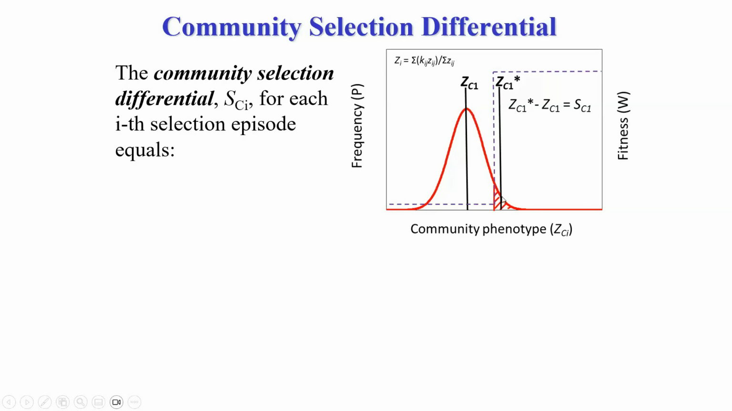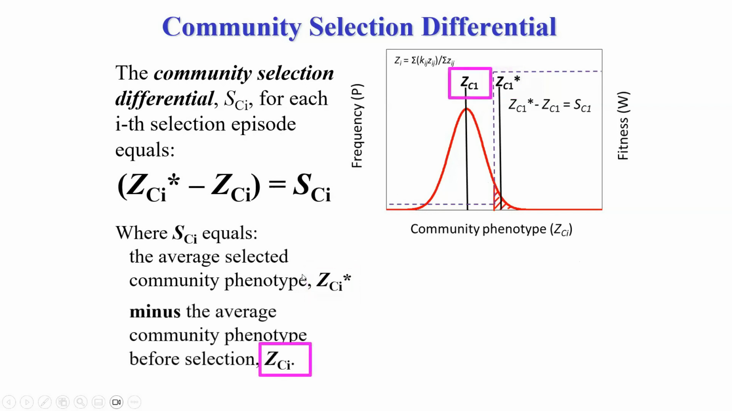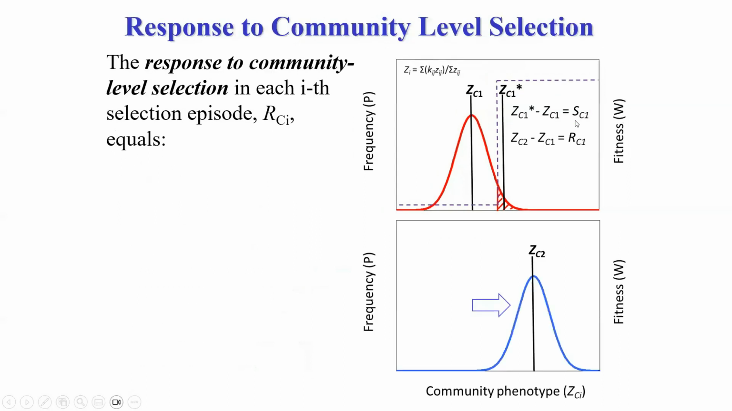Here, the red line represents our community phenotype distribution before selection. The hatched area over here represents our community phenotypes that were part of our selected group. And so our community selection differential, S sub C, is equal to the average community phenotype of the selected population minus the average community phenotype before selection. Very much like the breeder's equation.